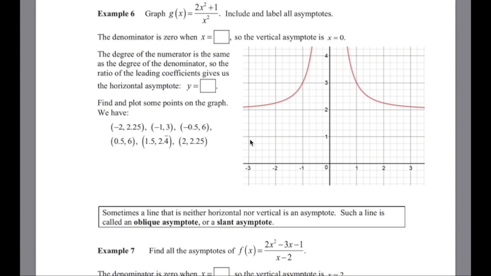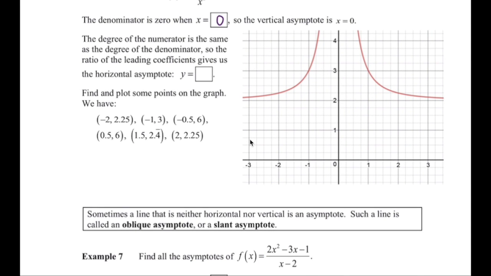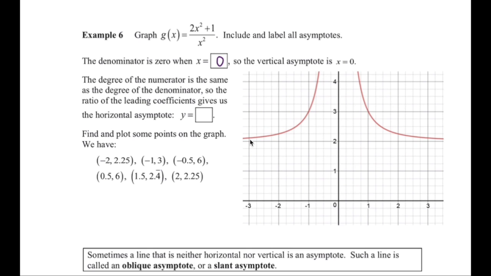Graph the function g of x is equal to 2x plus 1 over x squared. Include and label all of the asymptotes. We have to look at the denominator first to determine the vertical asymptotes. The only place with which x squared would be 0 is when x itself is 0. So x is 0 is a vertical asymptote.